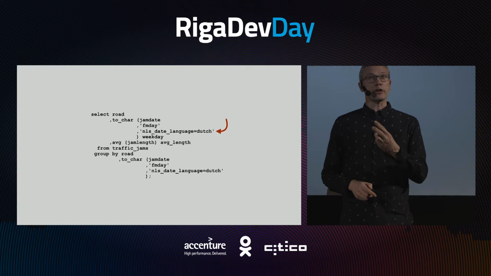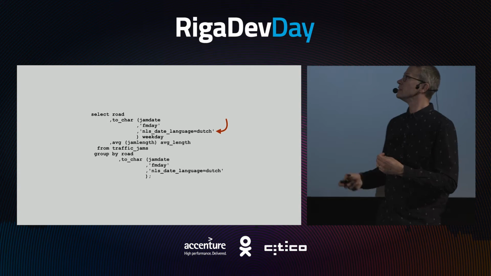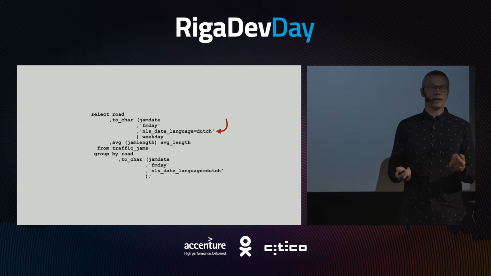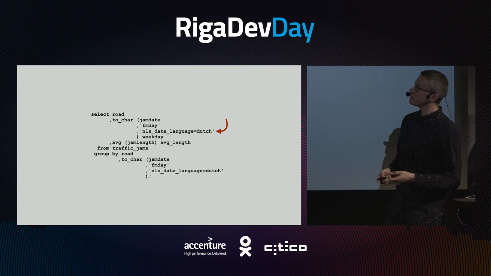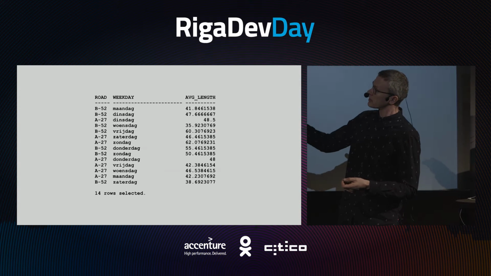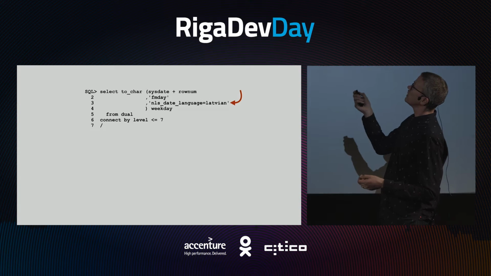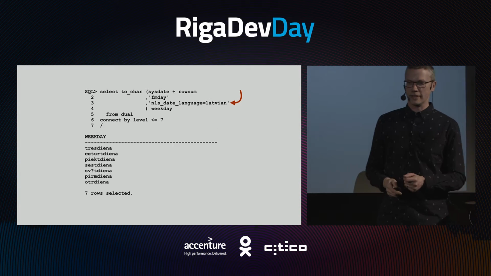Did you know there's a third argument to the toChar function? You can even put in an NLS date language there. So if you have some free time and want to learn Dutch, for instance, you get a list like that. Maandag. Yeah. And yes, you can also put Latvian in there. And there you go.